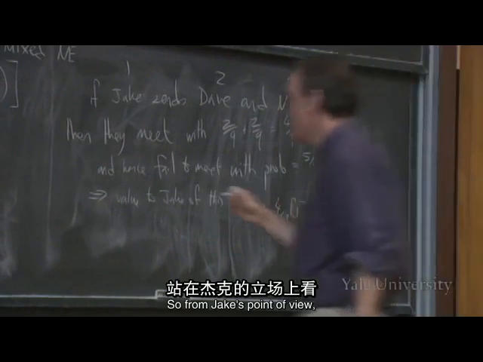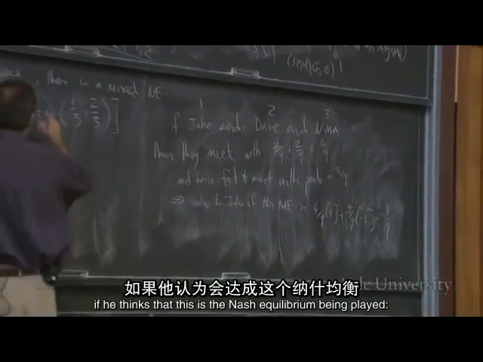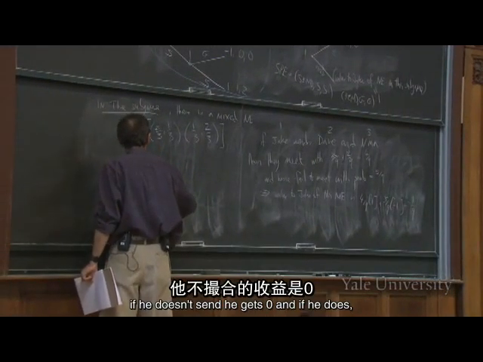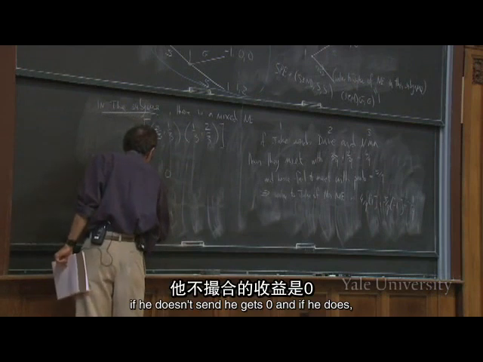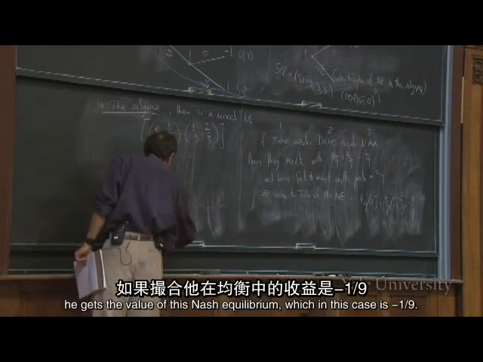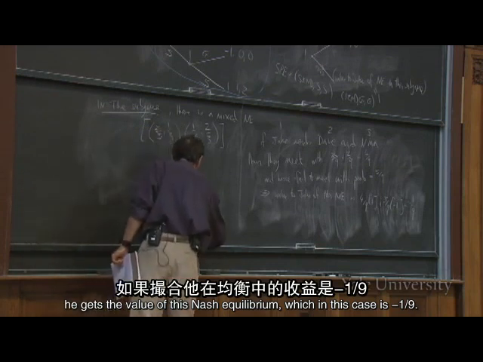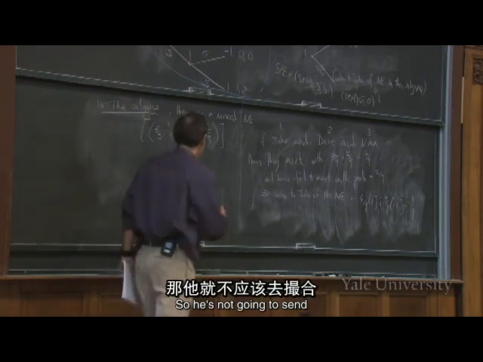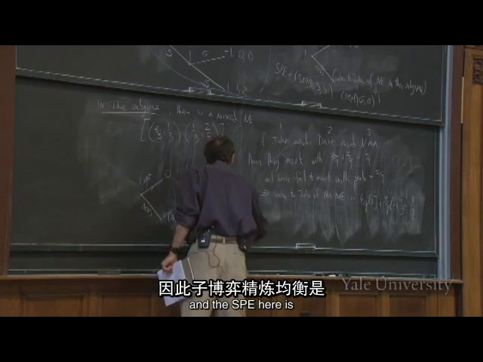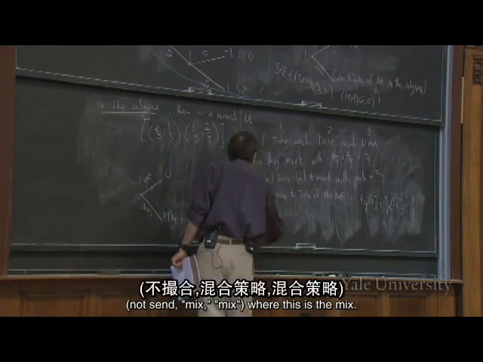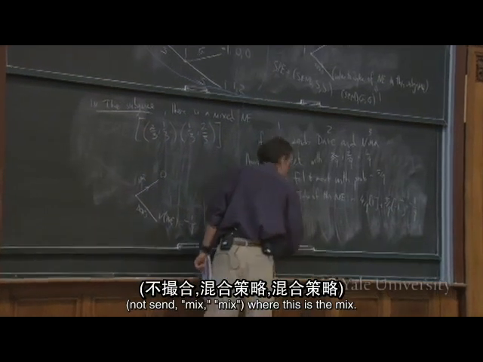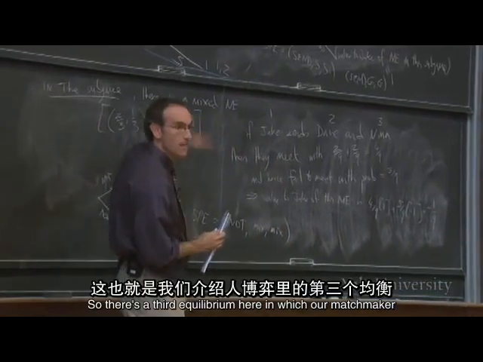All right? So from Jake's point of view, what this game looks like, if he thinks that this is the Nash equilibrium being played, if he doesn't send, he gets 0, and if he does, he gets the value of this Nash equilibrium, which in this case is minus 1/9. So he's not going to send. All right, and the SPE here is not send, mix. All right, where this is the mix.